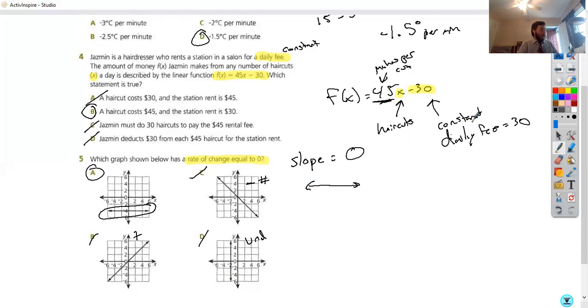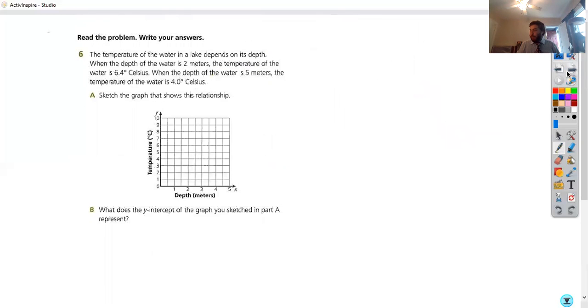All right, so now we're going on to number 6. So number 6, which is the last question in this lesson here, says the temperature of the water in a lake depends on its depth. When the depth of the water is 2 meters, the temperature of the water is 6.4 degrees Celsius. When the depth of the water is 5 meters, the temperature of the water is 4.0 degrees Celsius. Sketch the graph that shows this relationship.